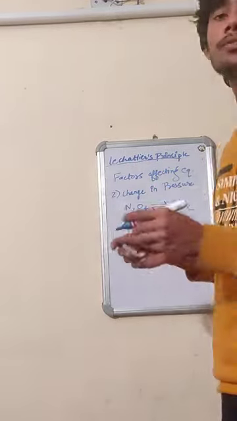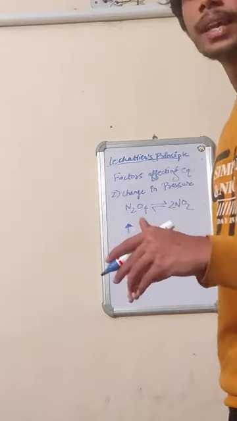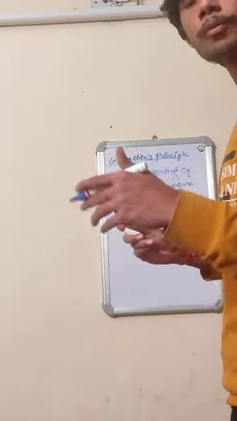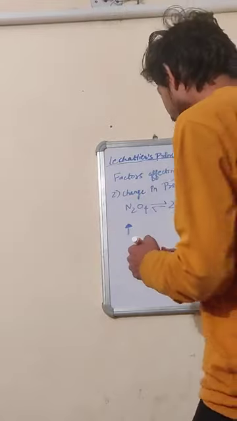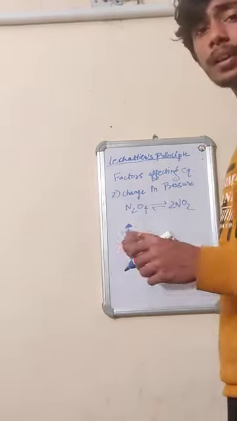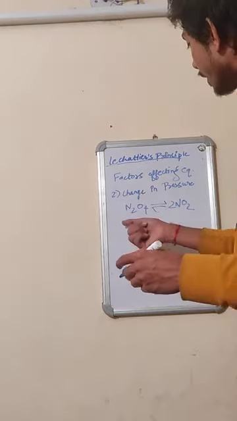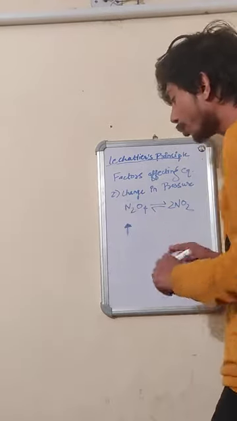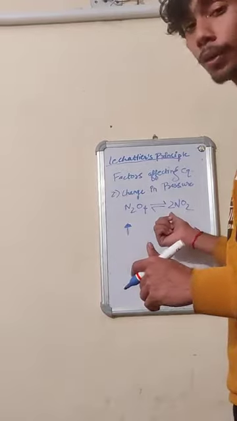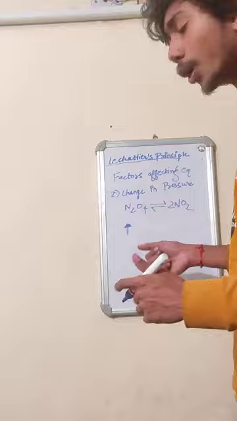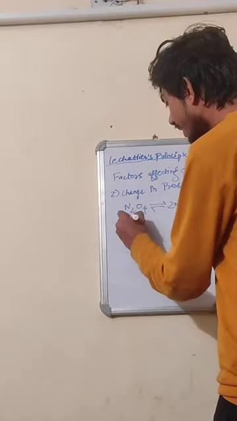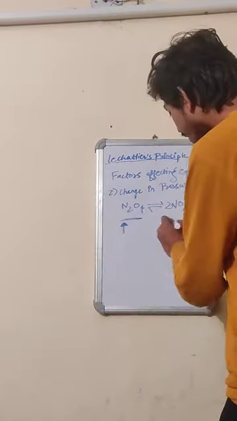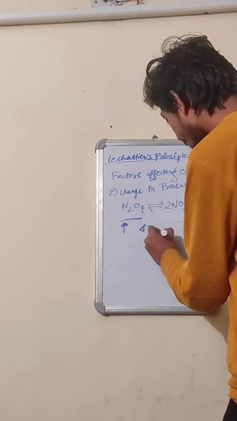Okay, and vice versa, if we decrease the pressure, it will move in the direction where the number of moles is more. As you can see in this reaction, whenever we increase the pressure, there is 1 mole of N2O4 and 2 moles of NO2. So the lesser number of moles is on this side, so the reaction will move in the backward direction. Got it?